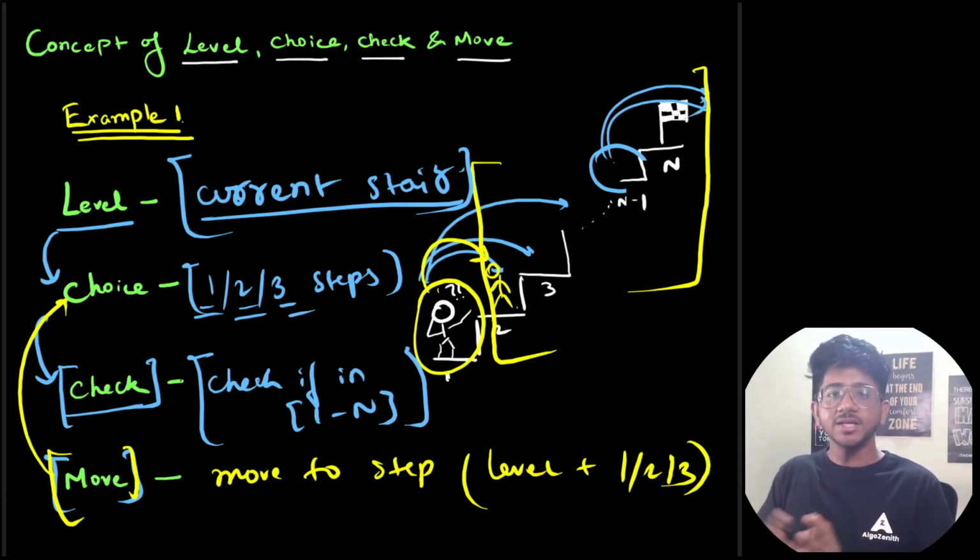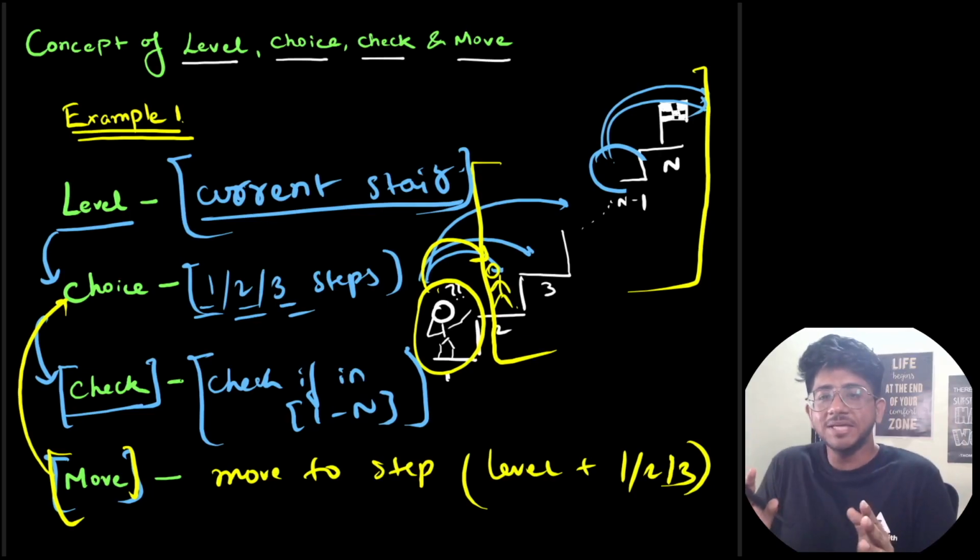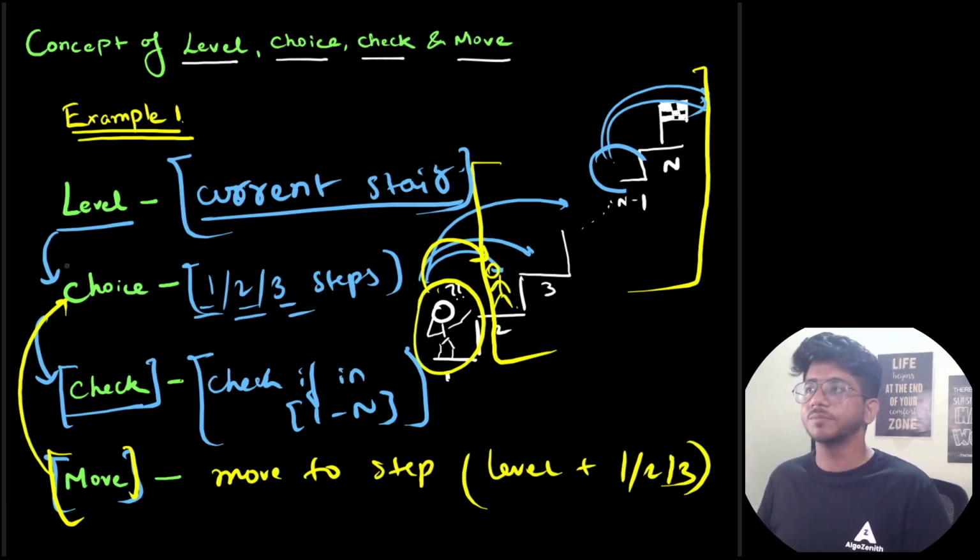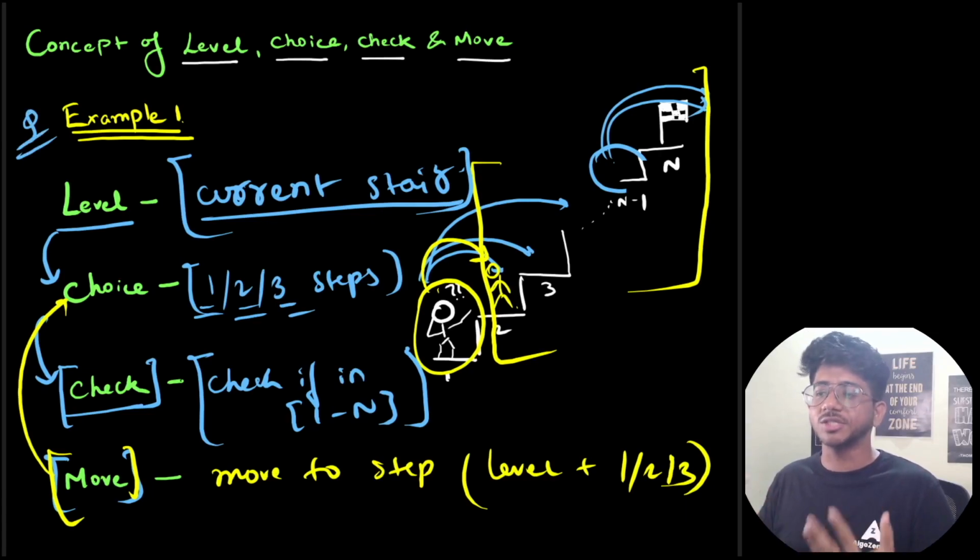But for today, if you can even retain 50% of the things that we are talking about and you can understand on a high level, okay, this is what level is, this is what choice is, you are good to go. Be that DP, be that backtracking, this is going to help you at all these places. Okay. So this is the first example, we are done with modeling it in the level, choice, check, move structure, right? For any problem from now on, we will try to think about the problem in the level, choice, check, and move framework.